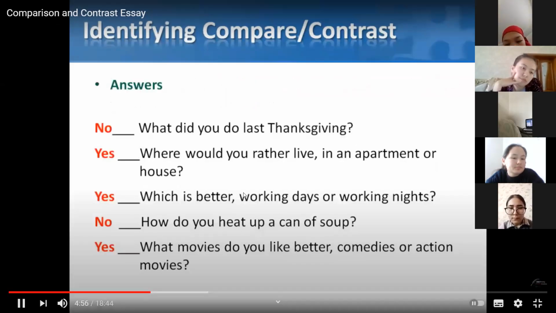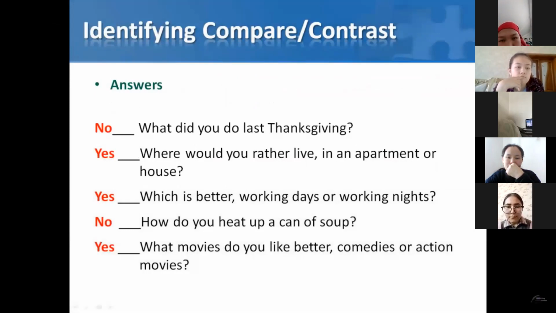Okay, hopefully you took a moment to complete that exercise. And now let's look at the answer. So, how do you think? Are our answers the same? Yes, of course. First. The first one, what did you do last Thanksgiving? No, that would not work for a comparison and contrast essay.